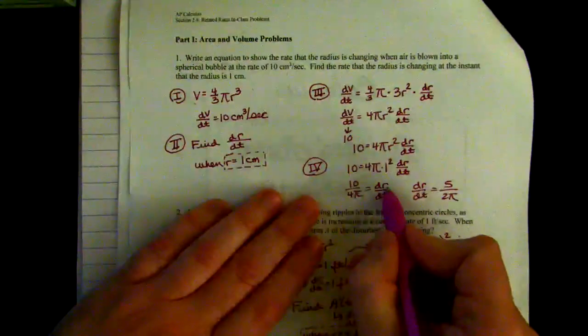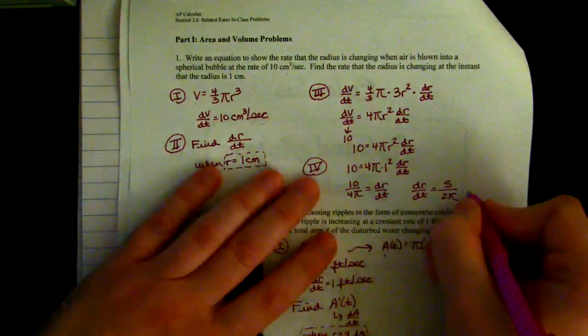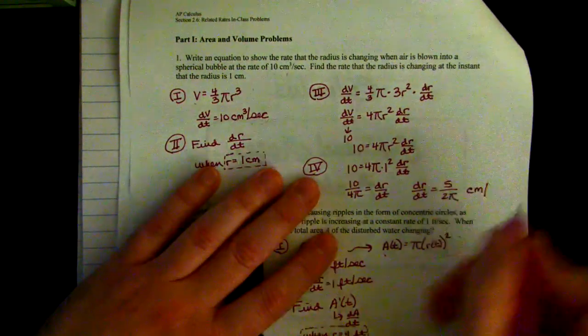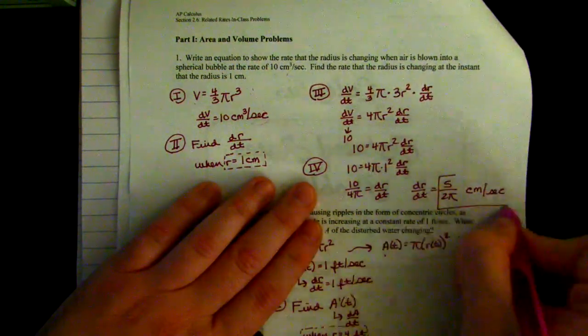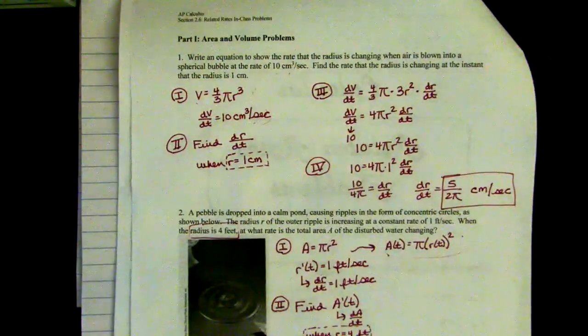Then, as for the units, r is the radius. Well, the radius is measured in centimeters. t is the time. It's measured in seconds. At what rate is this increasing? 5 over 2 pi centimeters per second.